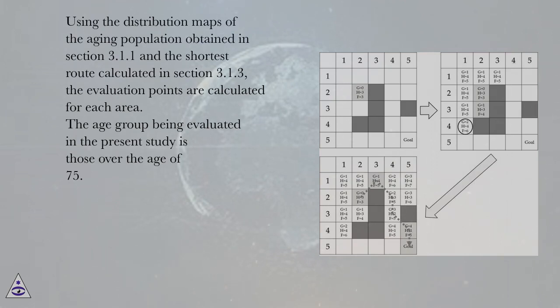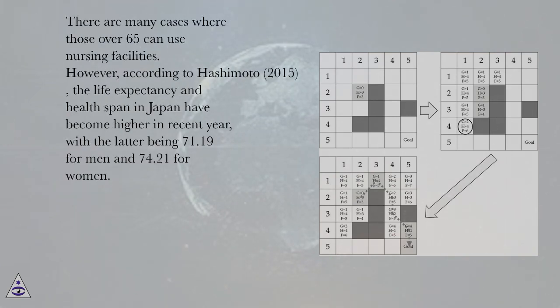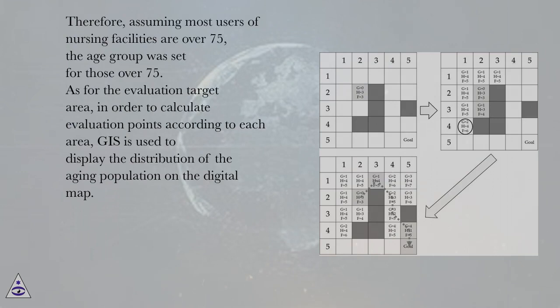The age group being evaluated in the present study is those over the age of 75. There are many cases where those over 65 can use nursing facilities. However, according to Hashimoto, 2015, the life expectancy and health span in Japan have become higher in recent years, with the latter being 71.19 for men and 74.21 for women. Therefore, assuming most users of nursing facilities are over 75, the age group was set for those over 75.